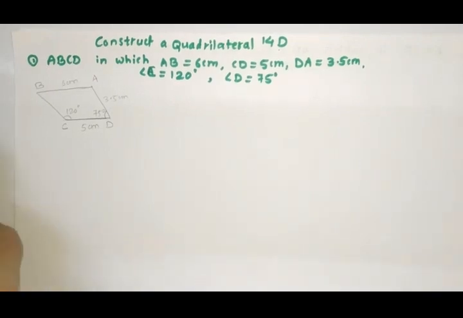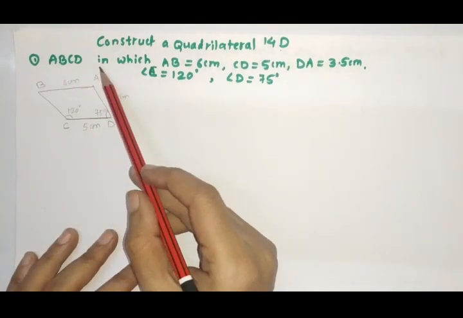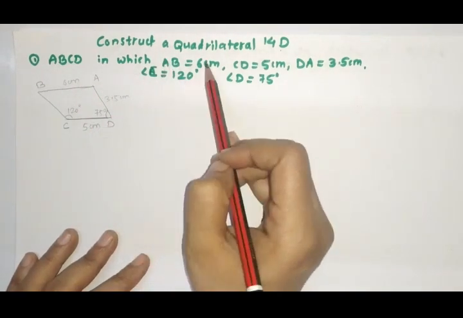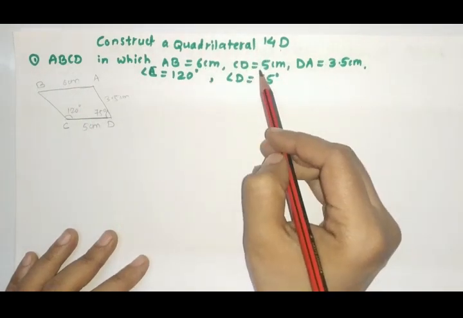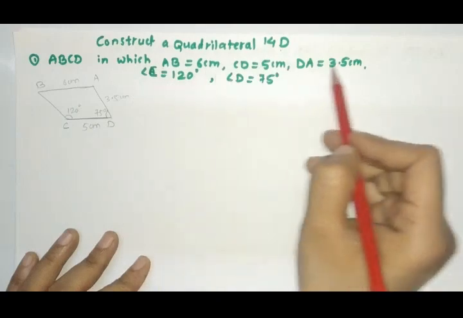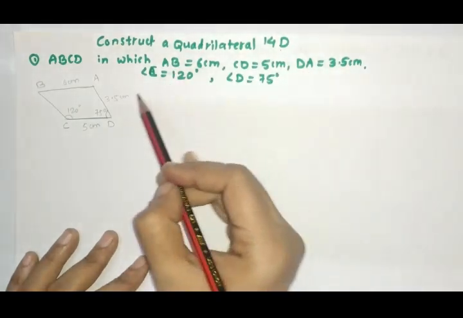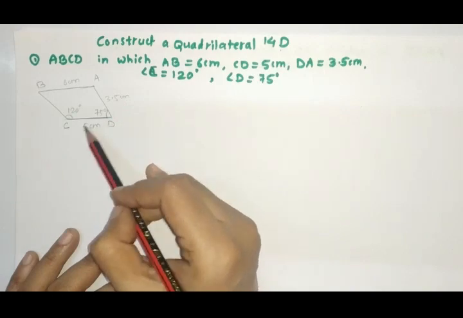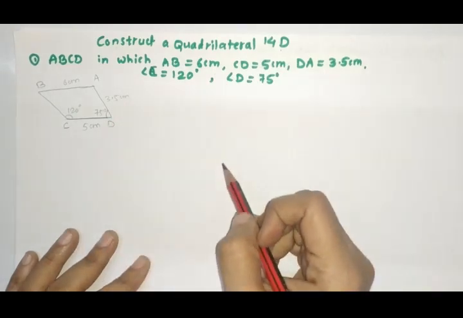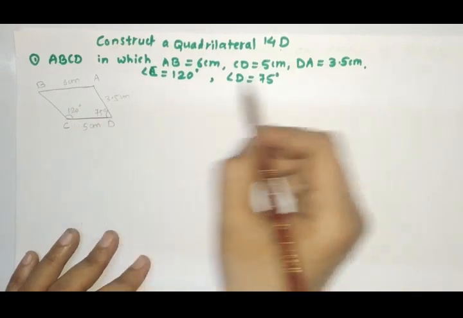So friends, now we need to construct a quadrilateral. It is exercise 14D. So we have to construct ABCD, in which side AB is 6 centimeter, side CD is 5 centimeter, and side DA is 3.5 centimeter. So here if you notice, 3 sides are given and 2 included angles are there. One angle D is 75 degree and angle C is 120 degree. So first of all, since these 2 angles are available, we'll take that side, side CD.